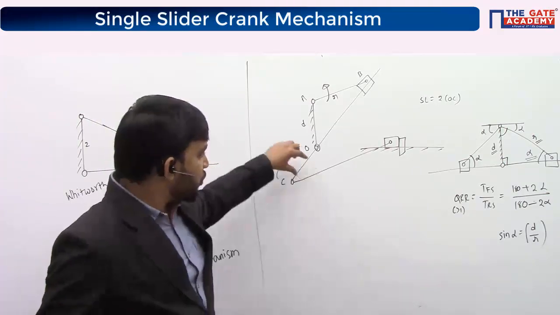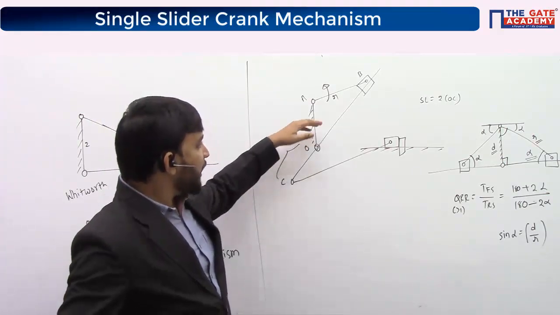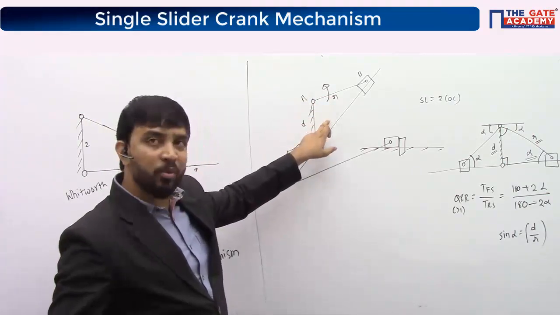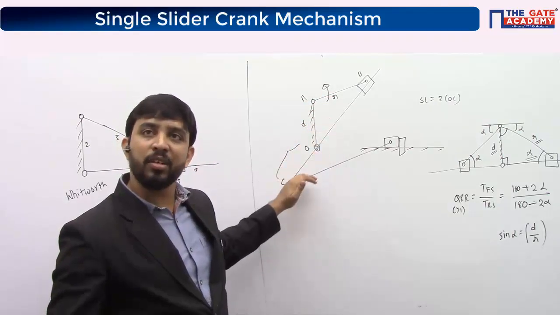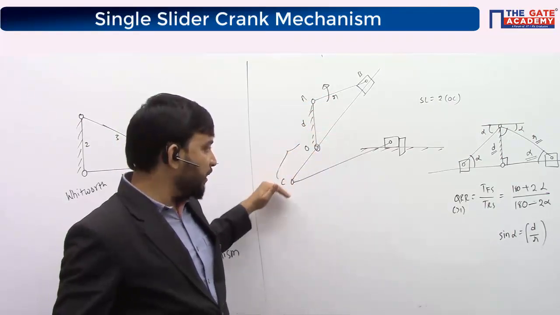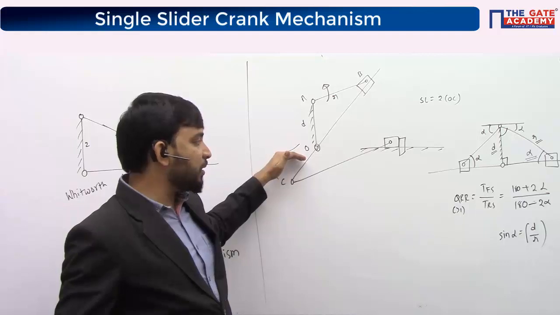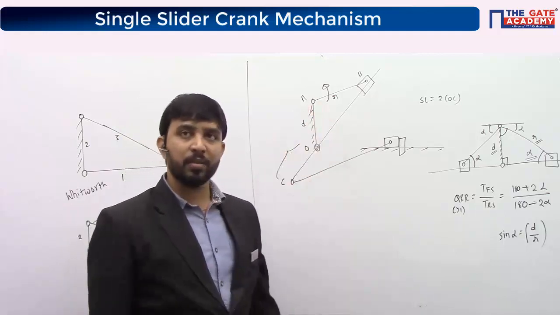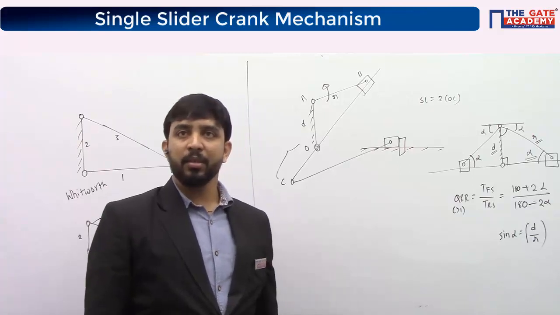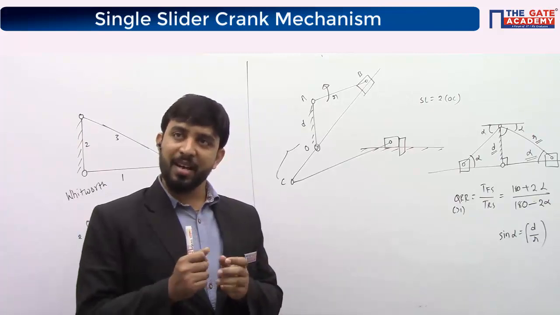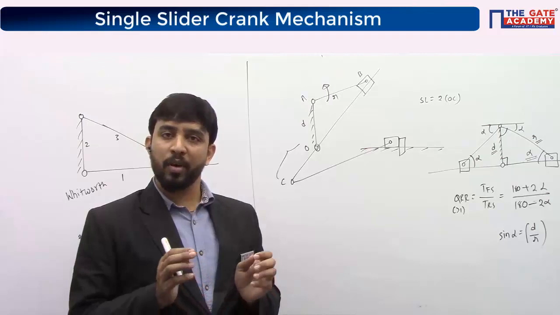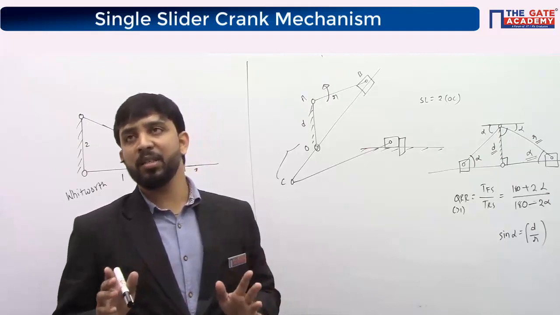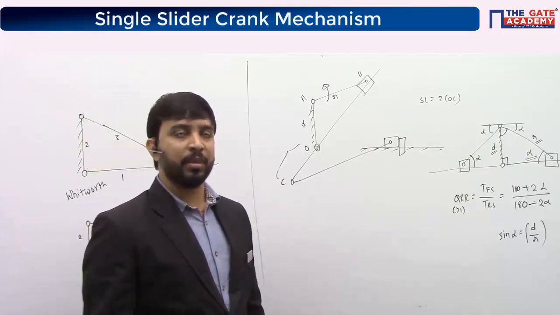So for the same stroke length, I can have different quick return ratios, or for the same quick return ratio, I can have different stroke lengths. Either I increase or decrease the stroke length, quick return ratio will not change as long as I don't change these 2 lengths. For smaller stroke lengths and for larger stroke lengths, I can have the same quick return ratio in Whitworth mechanism.